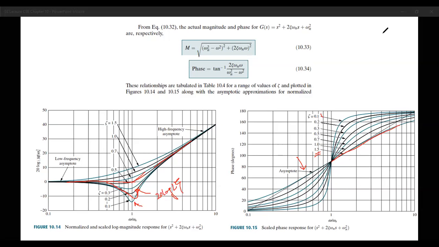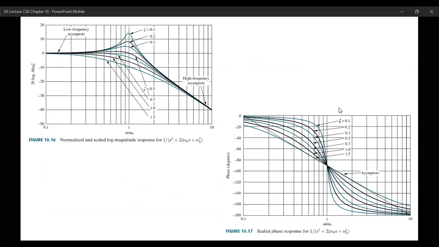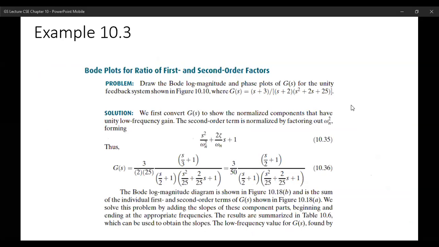Let us see how the second order pole looks. We anticipate it will be exactly opposite, and the scenario is exactly the same. We have a 40 dB per decade line for the magnitude, and 90 degrees per decade for the phase. Similar idea, the inverse of the zero.